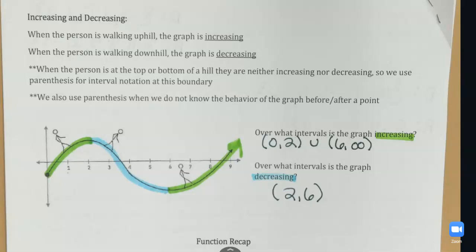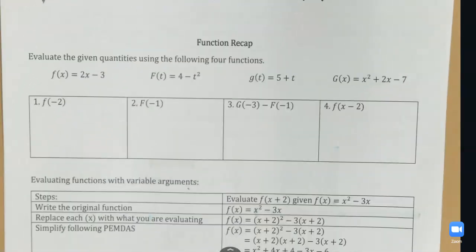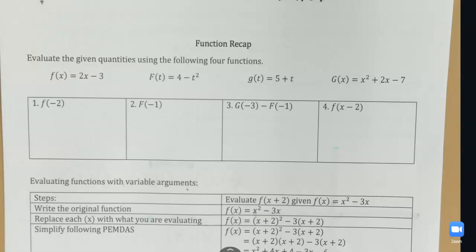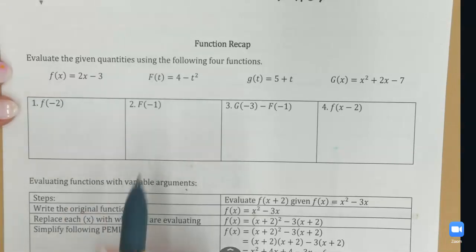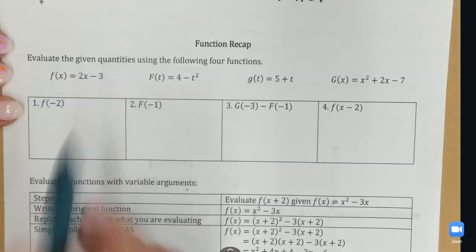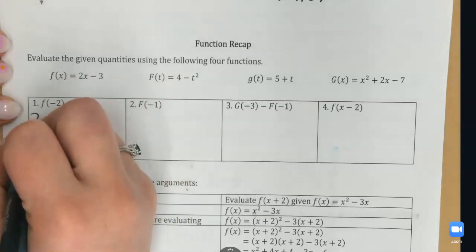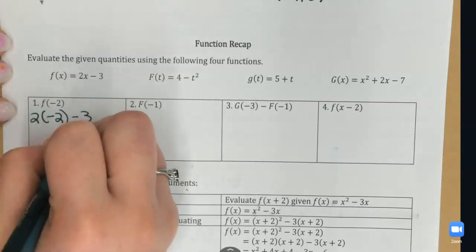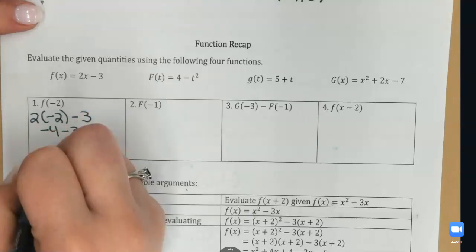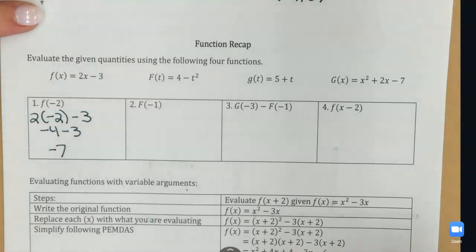So now you know about x and y intercepts, you know about increasing or decreasing, and you should already be familiar with domain and range. So we are briefly going to go into a little function recap while I've got you here, evaluating some functions. Remember, if you're given the input, you're just going to plug that into your function. So on this first one, that would be 2 times -2 minus 3. So -7 is your final answer.